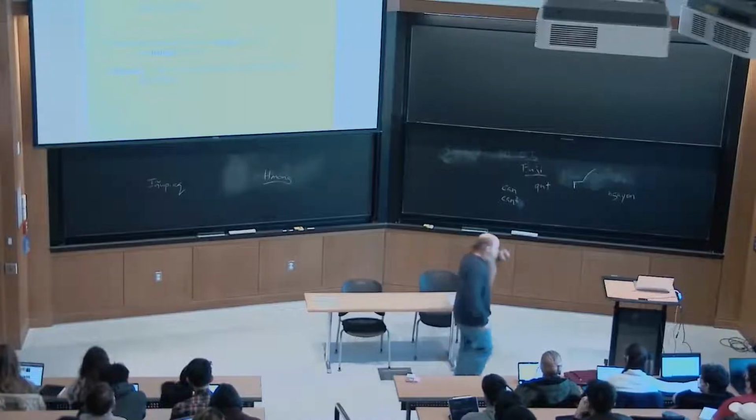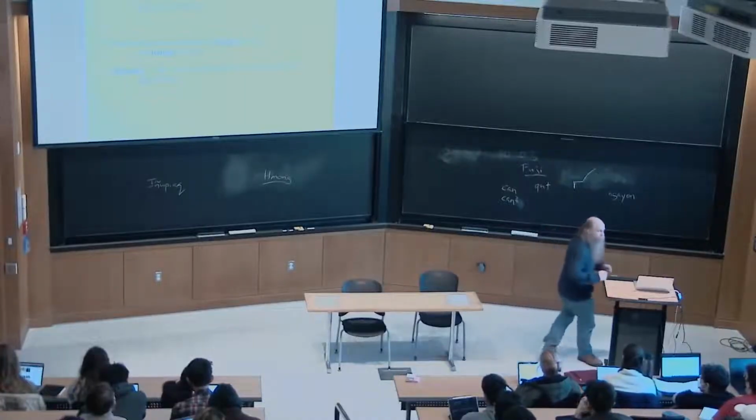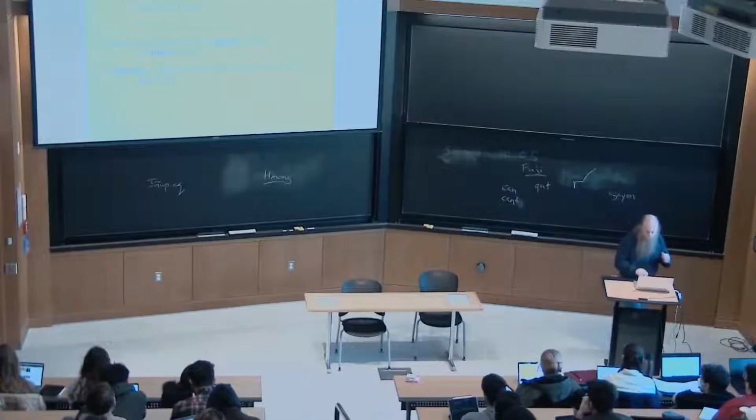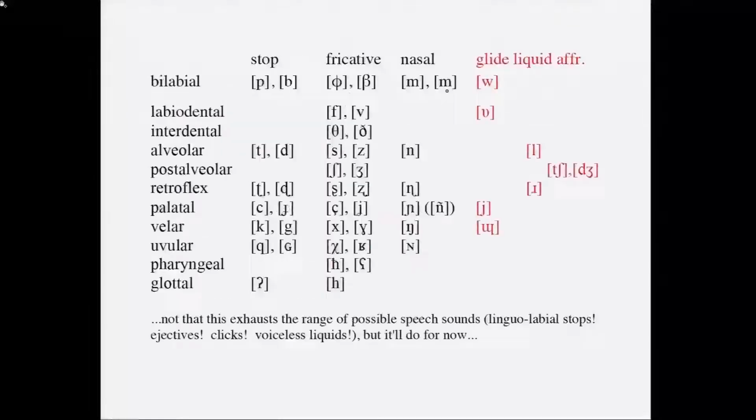So, terminology. All right. So I've made the table wider. There are glides like w and y. There are some other glides there, which I can try to read to you.